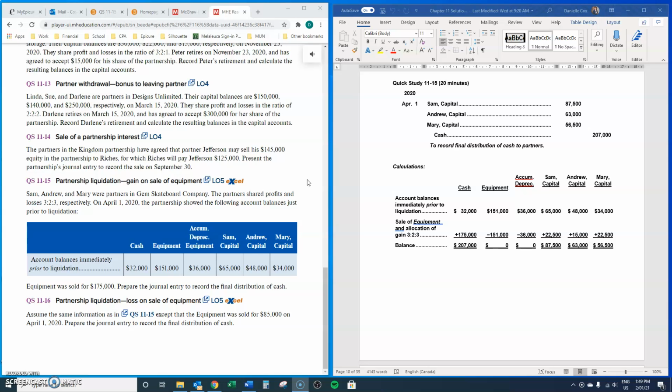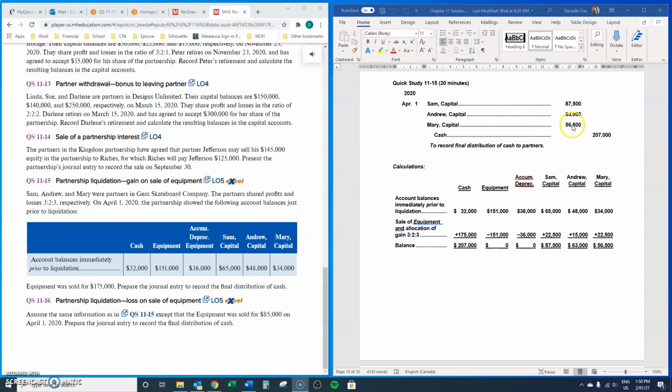On April 1st, the partnership showed the following account balances right before they liquidated. So we have the balances, and then it says equipment was sold for $175,000. Prepare a journal entry to record the final distribution of cash.